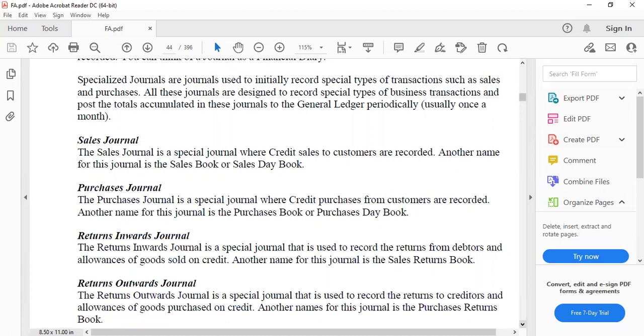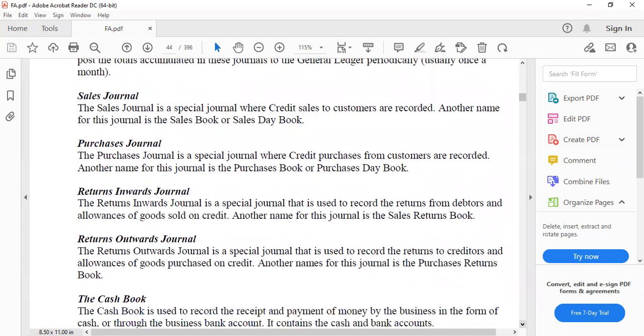Return inwards journal. When we talk about returns inwards, these are sales returns. You made sales, then inwards means they are coming back. Maybe the goods were faulty, they had a defect, or they were not up to standard, and the customer returned them. Then we need to record the sales returns or returns inwards. The return inwards journal is a special journal used to record the returns from debtors and allowances on goods sold on credit. Another name for this journal is the sales return book.